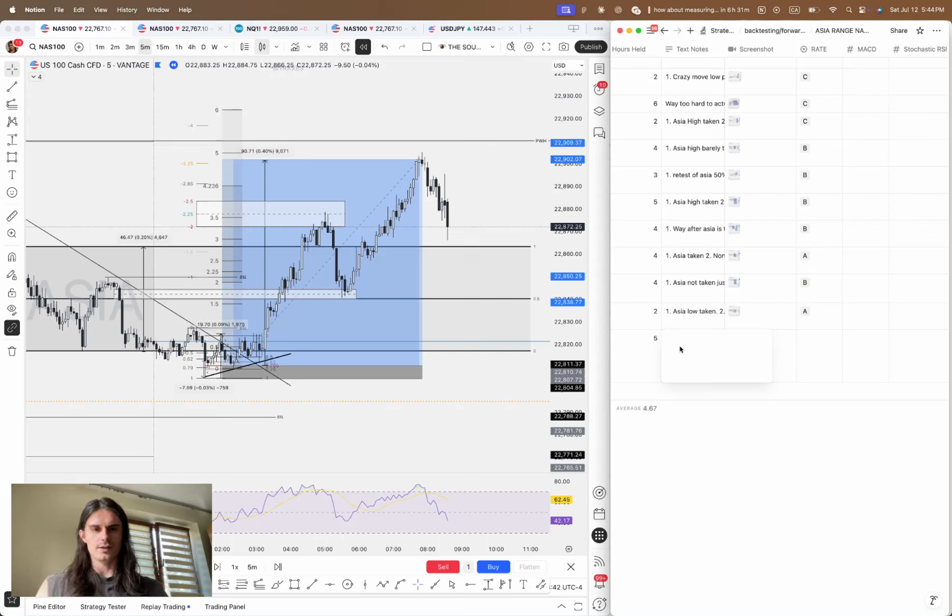Then I'm writing the instructions of what happens and so on. First Asia low taken, 2 displacement.